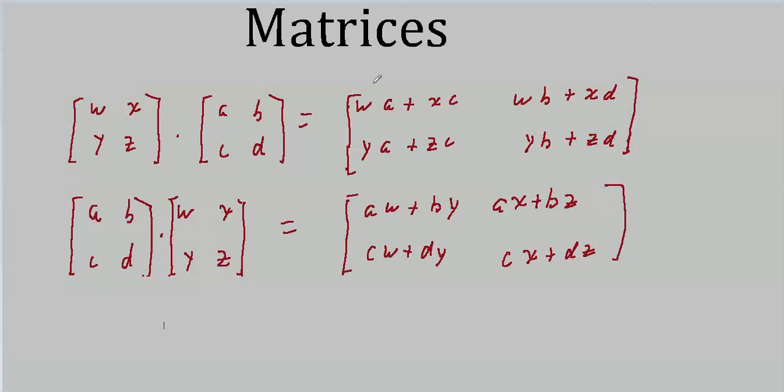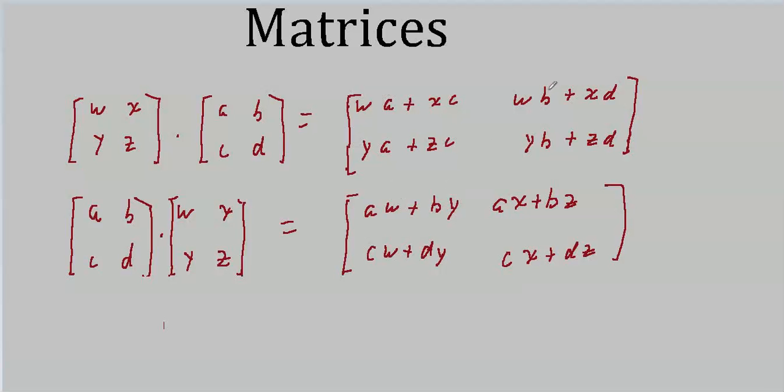Well, what's our first entry in this one? AW, AW. These two are commutative, so that's fine. But what about the next entry here? X times C. Well, our second entry in this one, our second, or rather addition part, is BY. Well, XC and BY aren't the same thing, so this upper left entry is not the same.